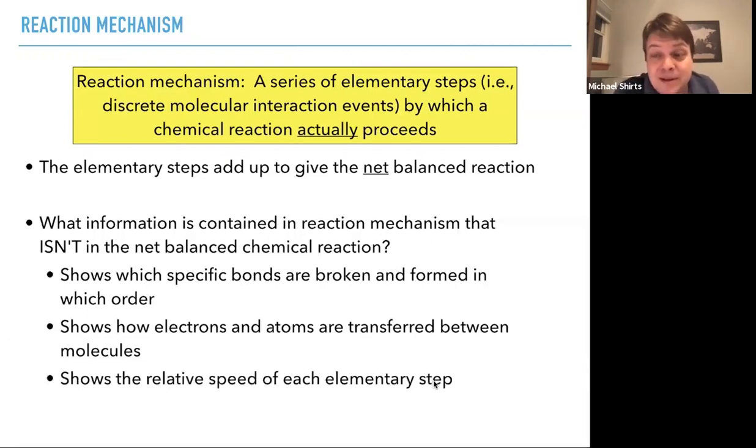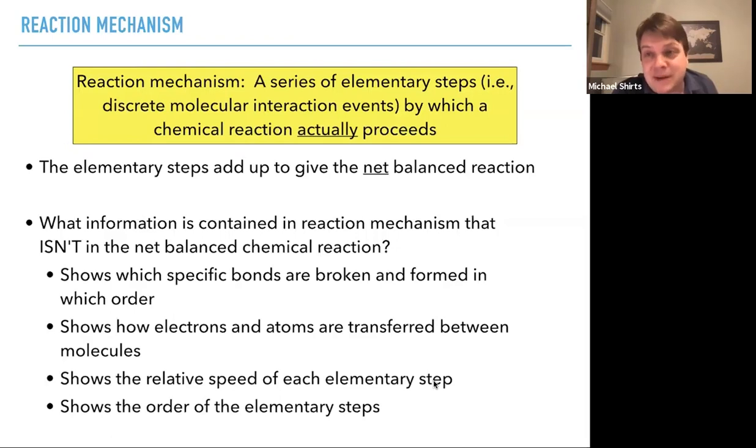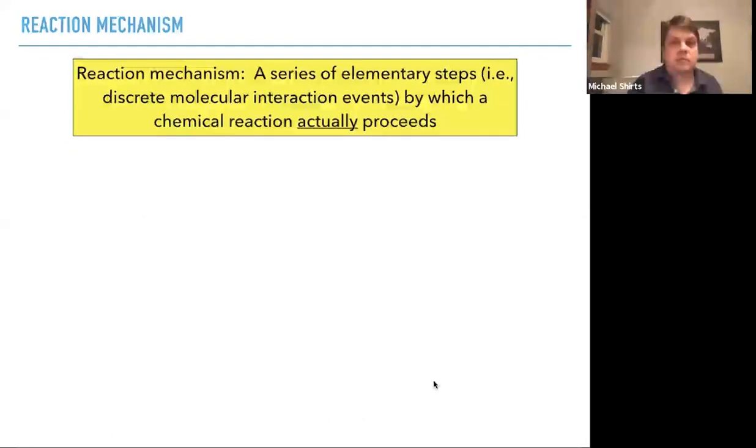Not all the steps happen at the same speed. They happen at different speeds. And the order, right? You've got all the different steps. Obviously, the mechanism is going to say what happens first, then what happens next. So a reaction mechanism, we said, is the series of elementary steps by which a chemical reaction actually proceeds.